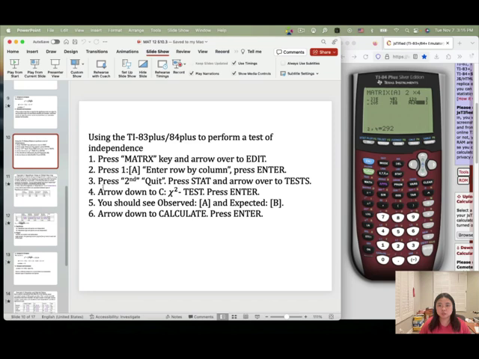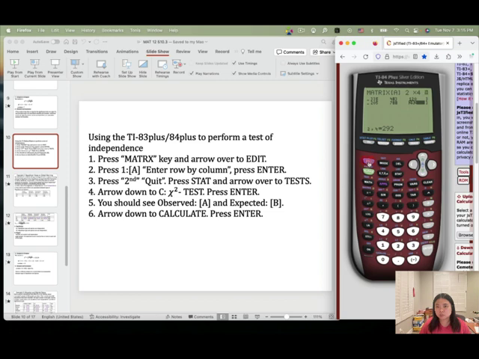Okay, when you're done, you're gonna press second, and then mode. Mode means the quit, second mode for the quit. And then you're gonna go to the stat, go to the test, and then I'm gonna go up, will be faster. Go to the chi-square test. Okay, section 10.2, we use the chi-square goodness of fit test. And these sections will be using the chi-square test. Enter. So I already input the observed frequency on the A.